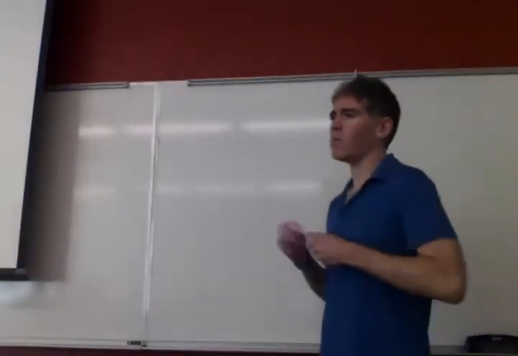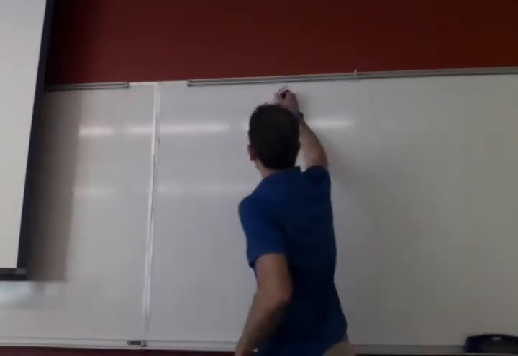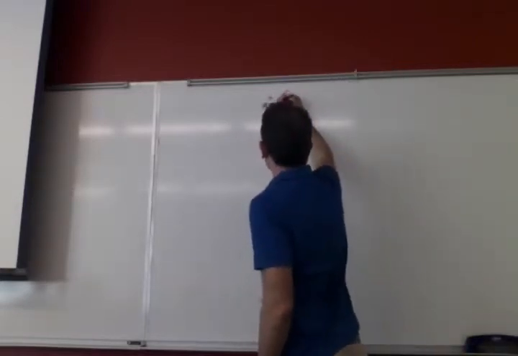I want to go through the Turing machine example of how we actually create a Turing machine that will recognize the language A to the M, B to the M, hashtag.